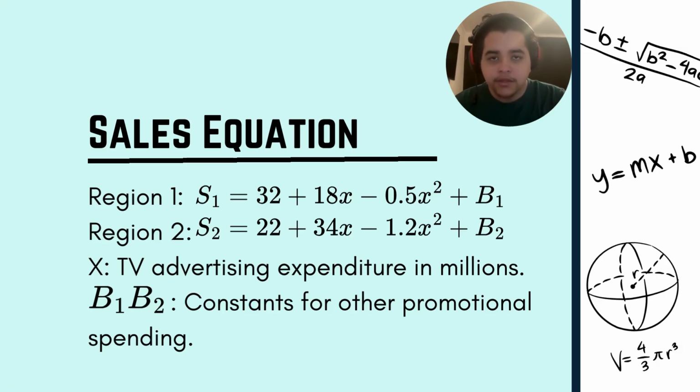Now let's look at the sales equations for both regions. In region 1, the sales equation is S1 equals 32 plus 18x minus 0.5x squared plus b1. And for region 2 it is S2 equals 22 plus 34x minus 1.2x squared plus b2. Here, x represents the amount spent on TV advertising in millions of dollars, and b1 and b2 represent spending on other promotions, which remain constant.